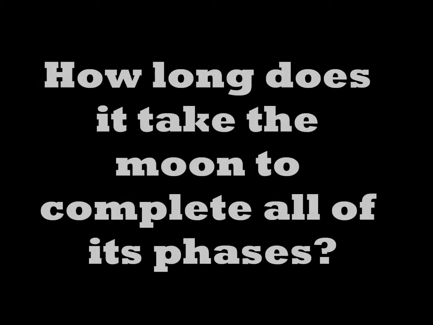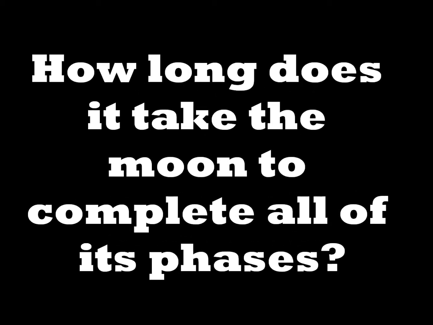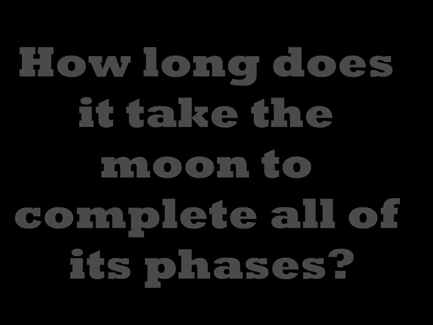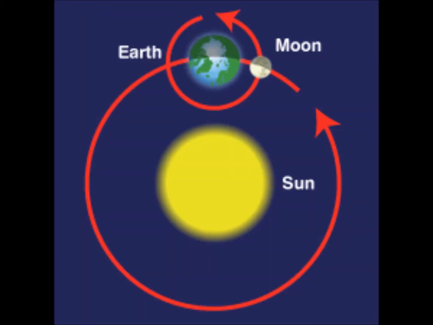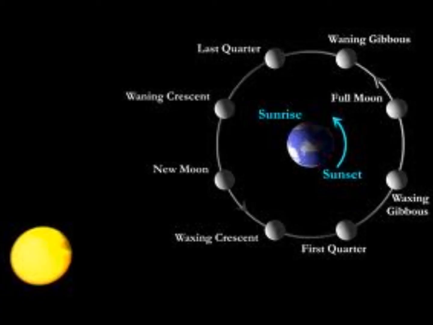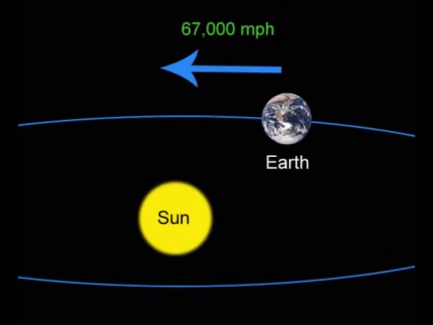How long does it take for the moon to complete all of its phases? The moon rotates around the earth, as the earth rotates around the sun. The moon takes much less time to travel around the earth than it takes for the earth to travel around the sun.